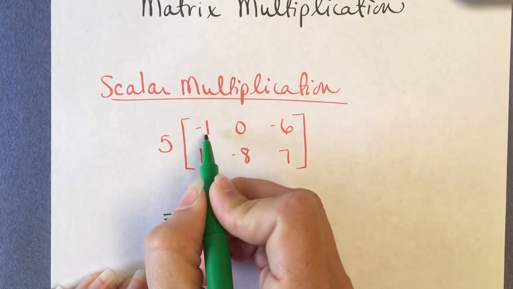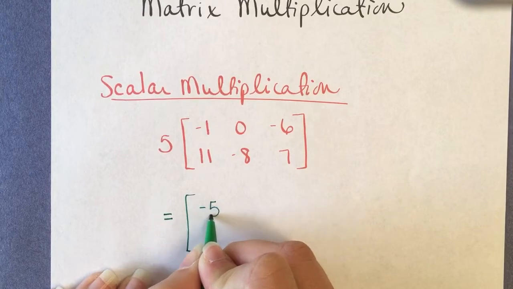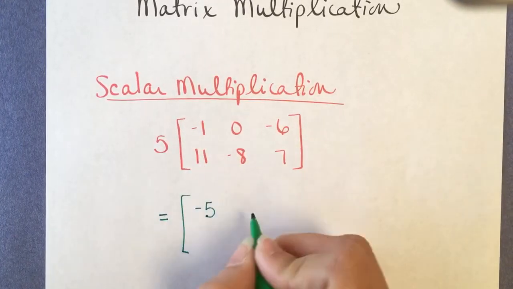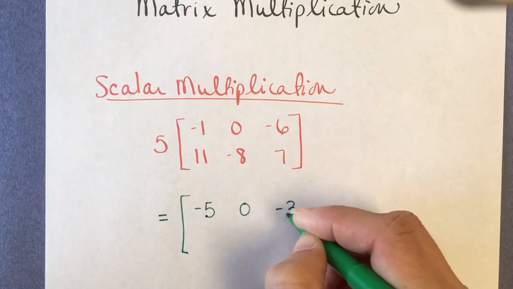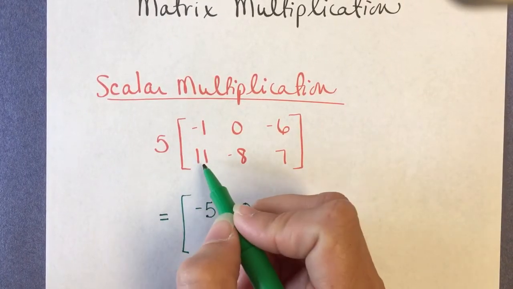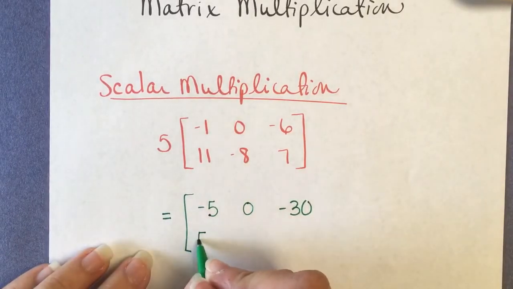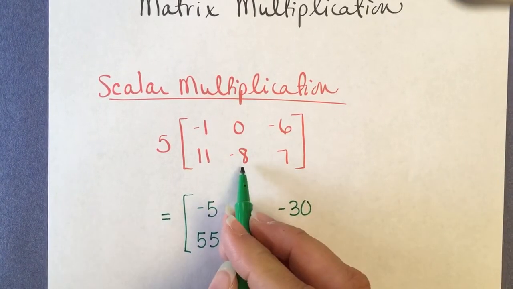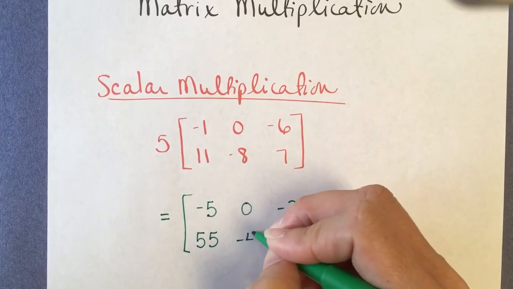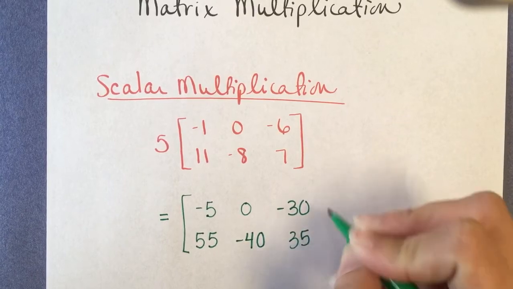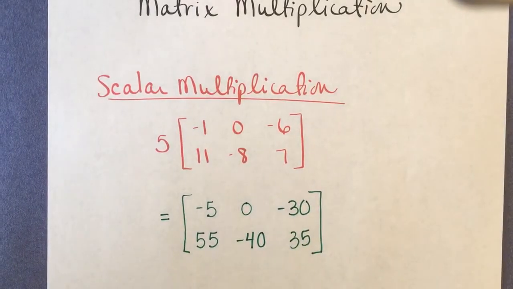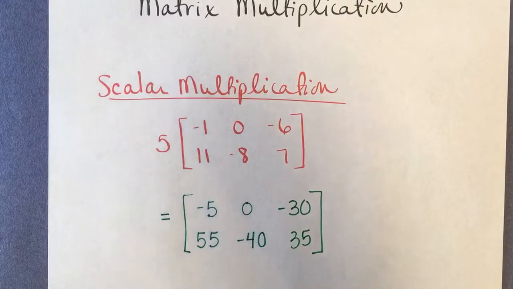So your -1 times your 5 is -5. Of course, 0 times 5 is 0. -6 times 5 is -30. 11 times 5 is 55. -8 times 5 is -40. And 7 times 5 is 35. Okay, so it is that simple. That's all there is that you have to worry about when it's scalar multiplication.